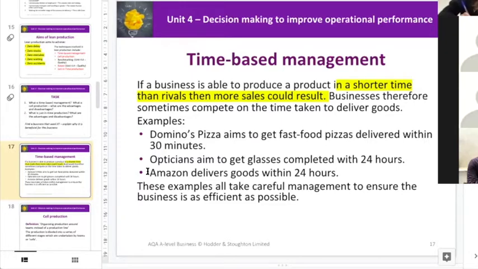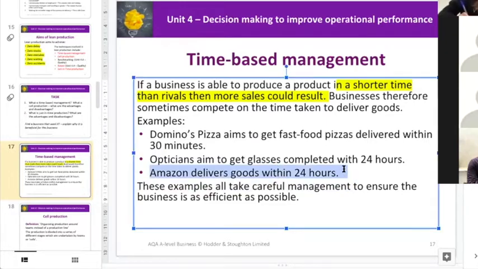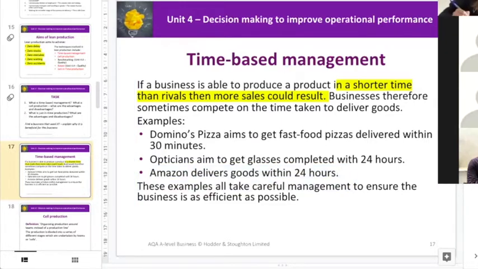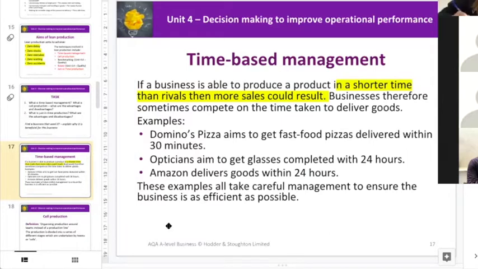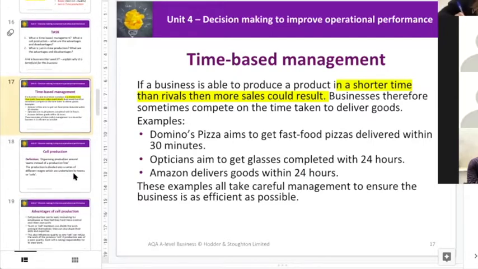You know, Amazon as well, they deliver within 24 hours. Sometimes you buy from eBay, right? They deliver like 3 to 5 days, 7 days. So of course Amazon is faster, so they have more sales. Are we all clear with time-based? It's quite simple concept.